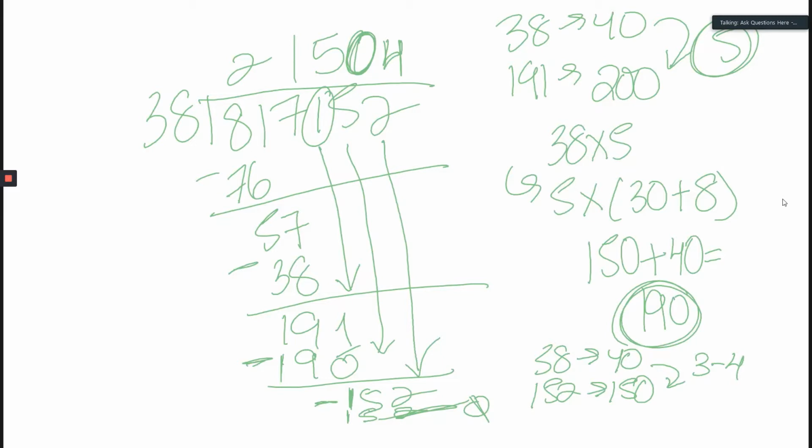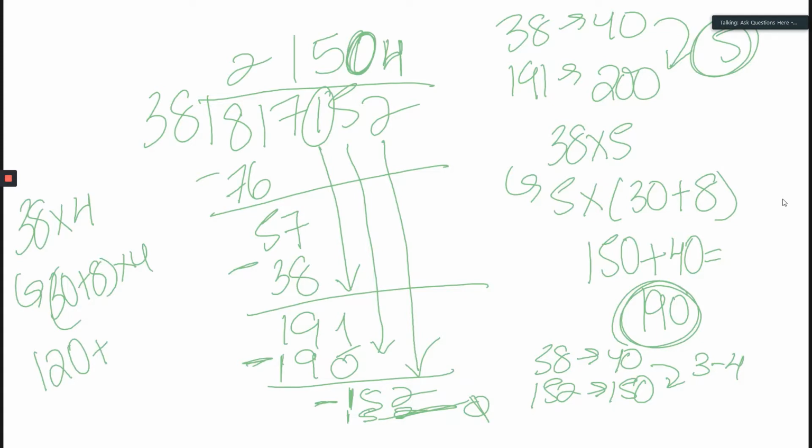If you want to try out the math for 4 specifically, you would do 30 plus 8 times 4, so that's 120 plus 32, which gets you your 152. So our answer would basically be 21,504. So does that make sense? There is no remainder, but this is the answer that you should have gotten.